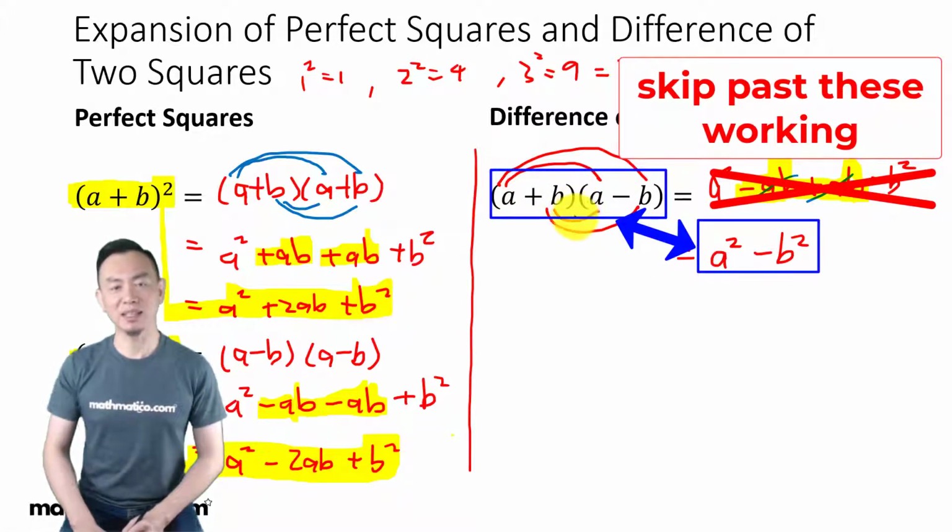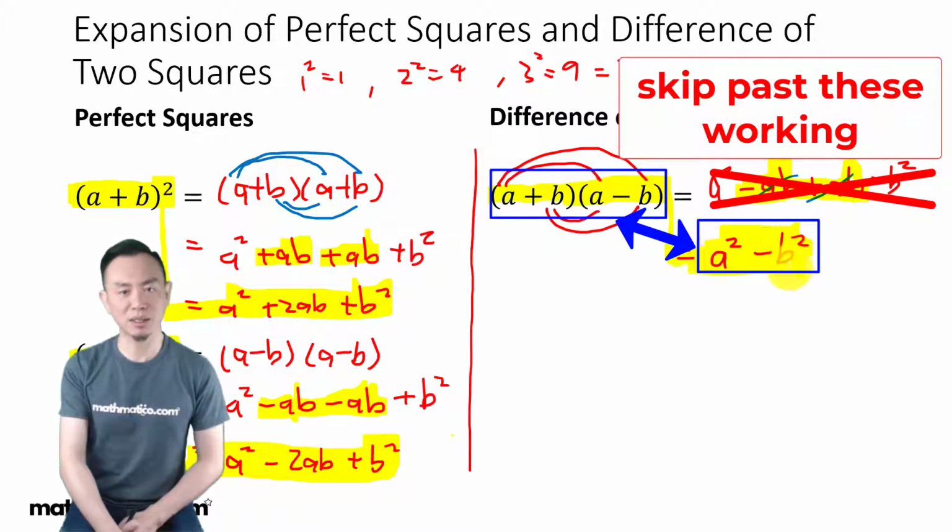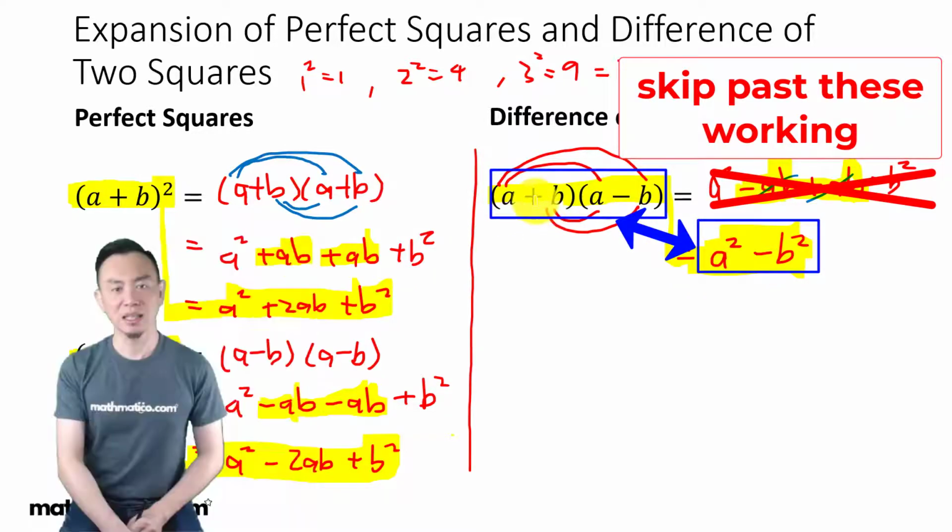You have to recognize this, and whenever you see this, you change it into a squared minus b squared. And the converse is true, which means that if you see a squared minus b squared, you can factorize it into (a plus b) times (a minus b).